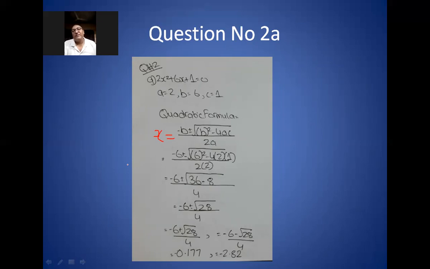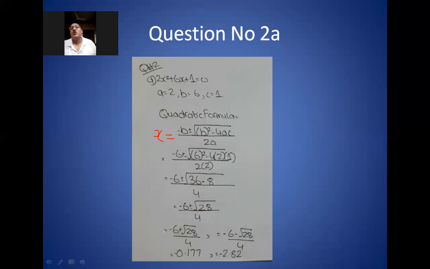So the value of b is 6, the value of a is 2, the value of c is 1. So we will substitute these values in that formula. So we will have minus 6 plus minus under root 6 whole squared minus 4 into 2 into 1, whole divided by 2 into 2. So minus 6 plus minus under root, this will be 36 minus 8, divided by 4. So minus 6 plus minus under root 28 divided by 4.